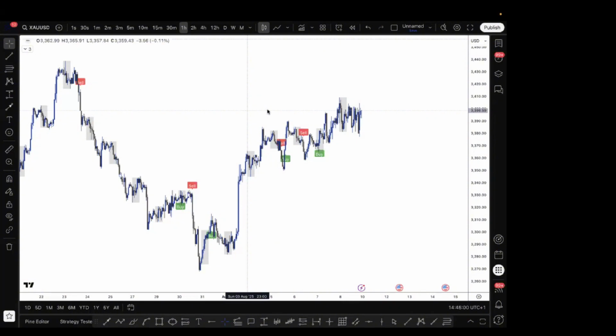Smooth TP, as in no drawdown at all. It's a very good, smooth feeling. Yeah, I can relate. I can relate.